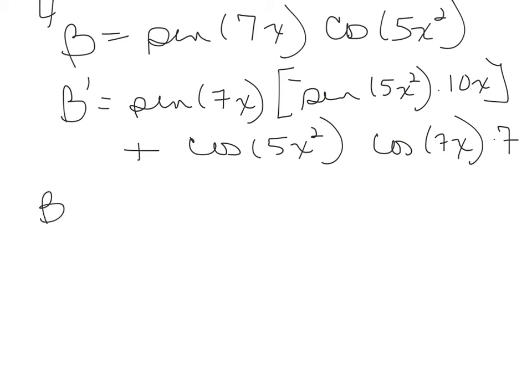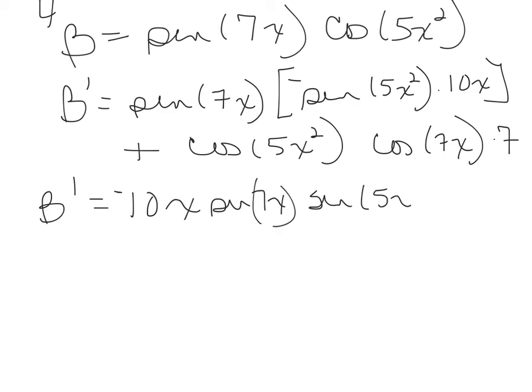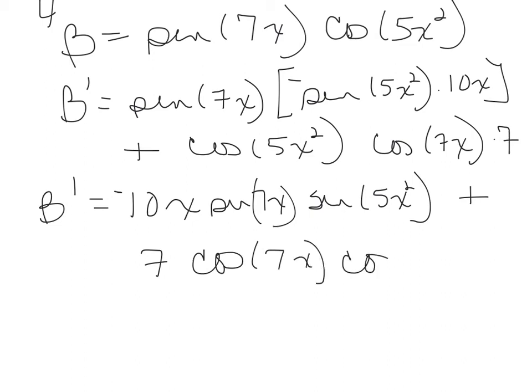Alright, we have a little cleanup to do. I'm thinking we're going to pull the 10x in the front. Because we have a negative sign, I'm going to make that negative, and then I have sine 7x times sine 5x squared. I cannot combine them since they have different angles. Then plus, I bring my 7 up front, and let's go cosine 7x times cosine 5x squared, and that would be how I would combine them.